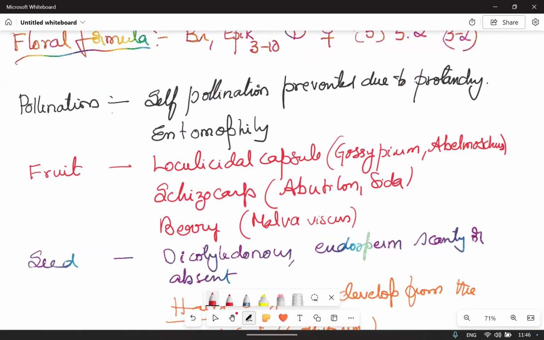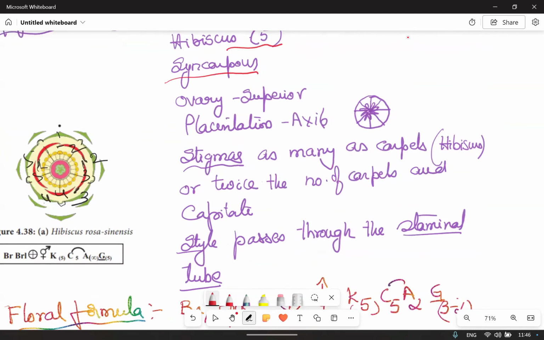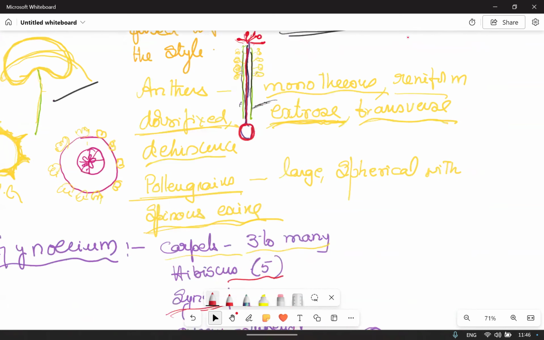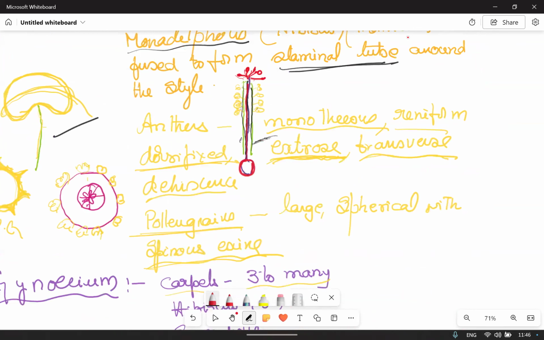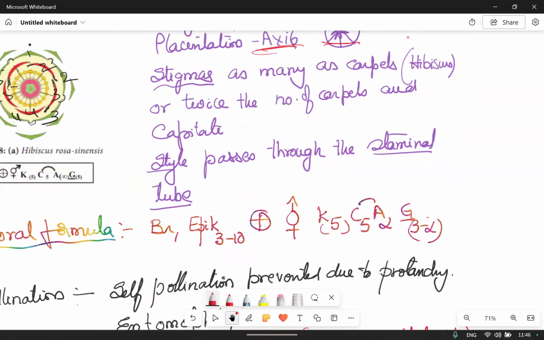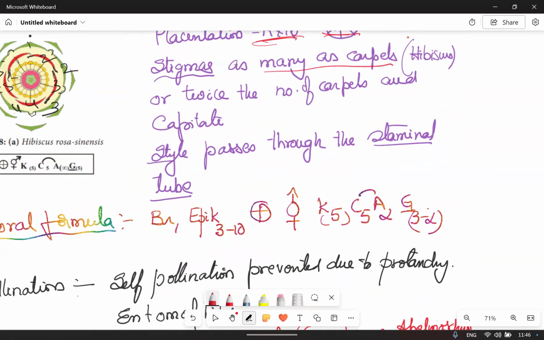So, syncarpous condition. Ovary superior, hypogynous flower, superior ovary, and axial placentation. How many stigmas? I showed already. For example, pentacarpellary condition, you see, this hibiscus, 5 carpels are there, 5 stigmas. 1, 2, 3, 4, 5. Sometimes it is twice the number of the carpels also. As many as carpels in the case of hibiscus, or twice the number of carpels also.